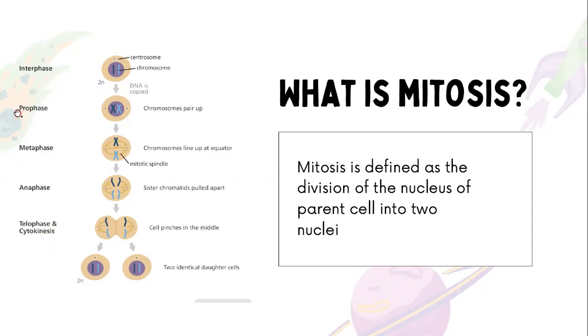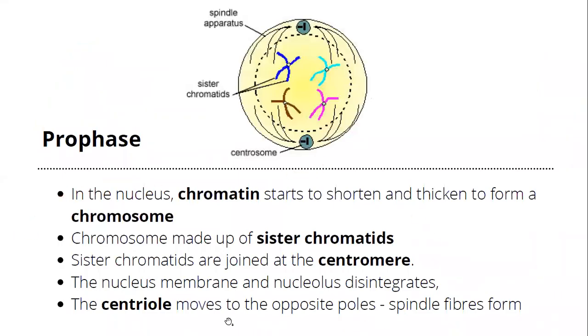So mitosis basically covers four phases, which we'll talk about in detail later, which is the prophase, metaphase, anaphase, and also telophase. I always remember this as PMAT. Okay. So next, this is the prophase.